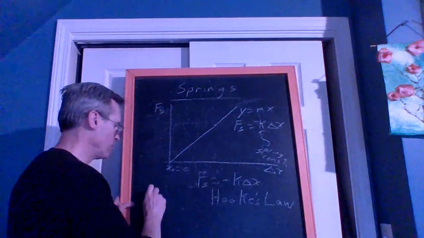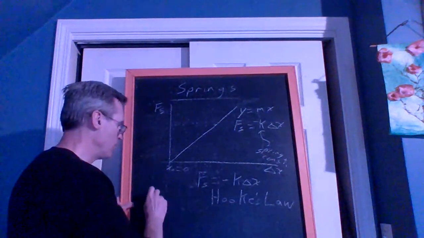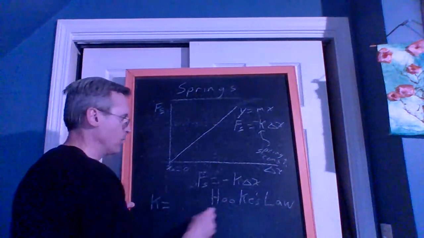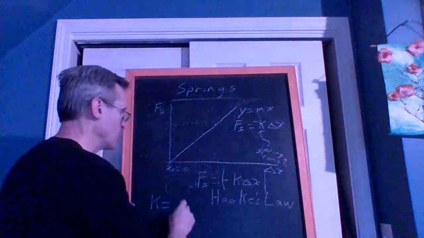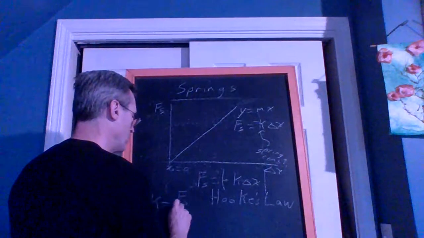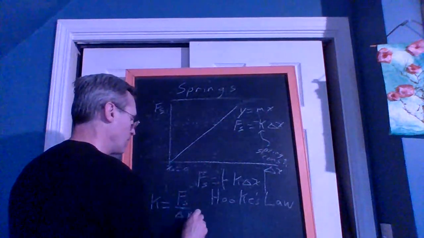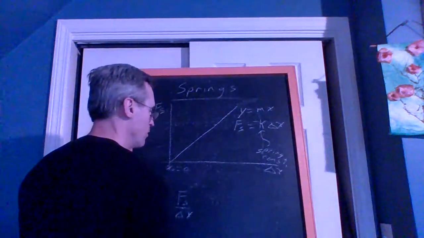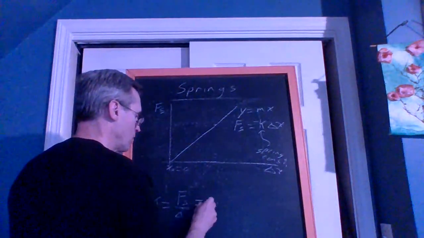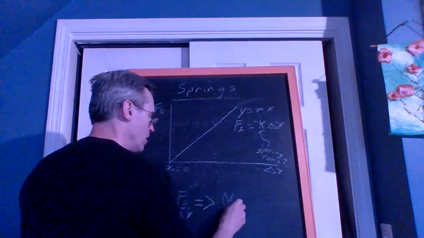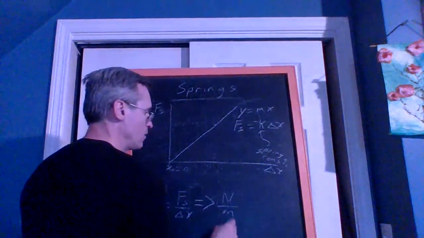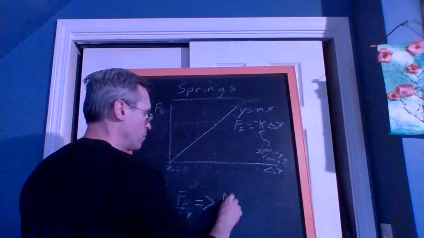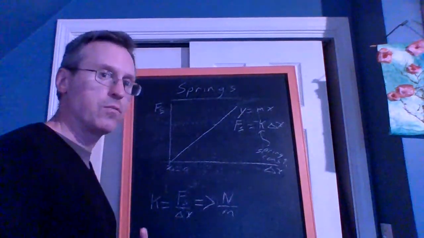So let's take a look at the spring constant. If you were to solve for k, taking the absolute value here, k would be equal to the force of a spring divided by the distance that you stretch it. The units on that would be, with force, newtons, divided by distance in meters. So the units on the spring constant are newtons per meter.